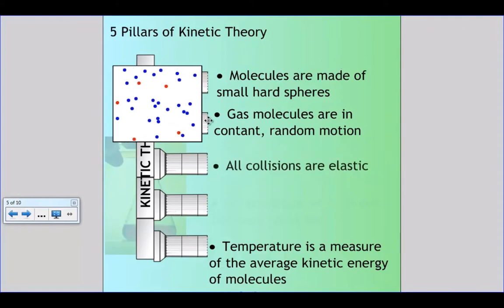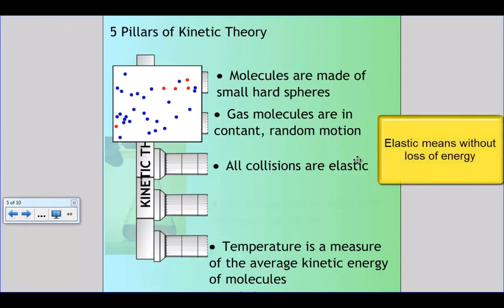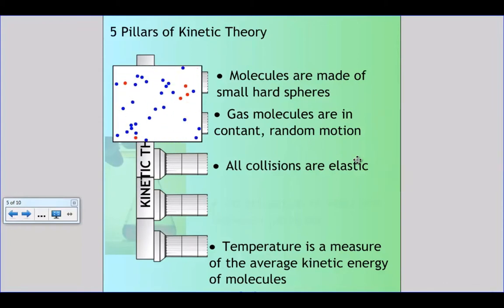Also, all collisions are elastic. This doesn't mean that they're stretchy. It simply means that energy is being transferred and that there's no energy being lost in this transfer. So just be careful with that word. Once again, elastic means without loss of energy. If it's colliding, it's transferring its energy in its moving forms.